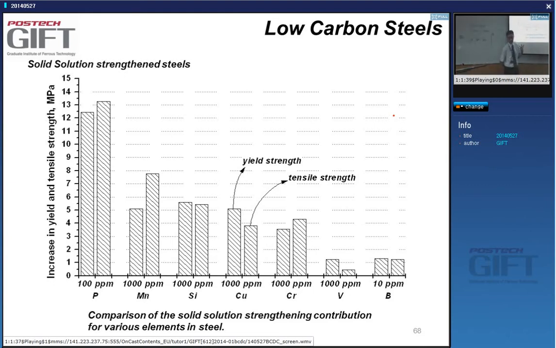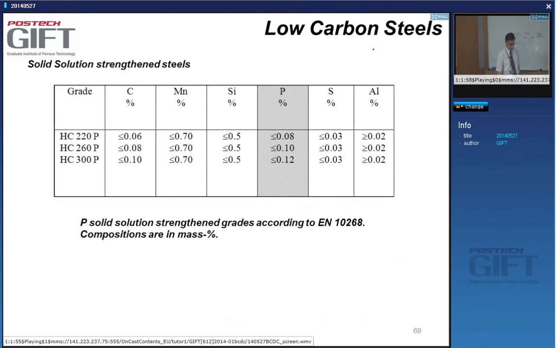And you see here that, of course, we already know that phosphorus, manganese, and silicon give us a lot of strength, yes? And that phosphorus gives us a lot of strengthening for very small additions, yes? This is one of the areas in which we will add phosphorus to steels, in solid solution strengthened steels. This, for instance, is an example taken from European standards where we have so-called refos, or phosphorus solid solution strengthened steels, where phosphorus is actually used as an alloying element to increase the strength.